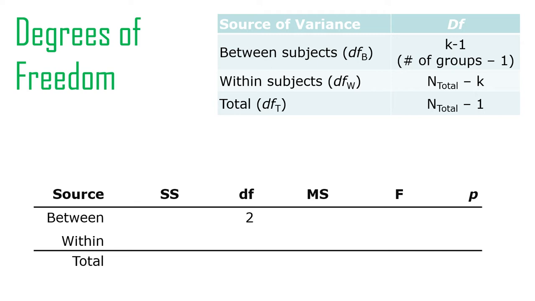And in this case, we're only finding the variance of 3 means. So 3 minus 1, that gives you 2. So k minus 1, as you see up there on the slide, k just means the number of groups.